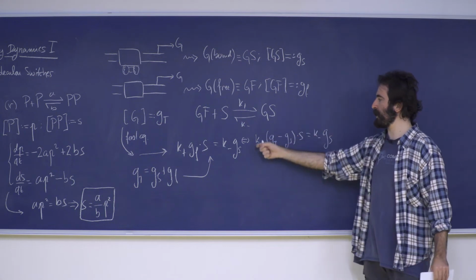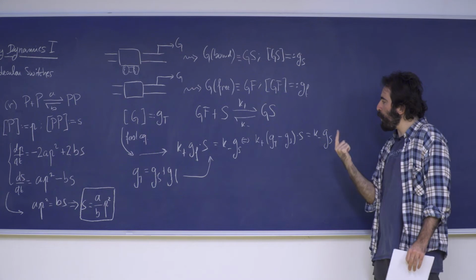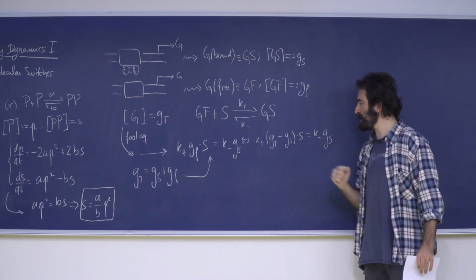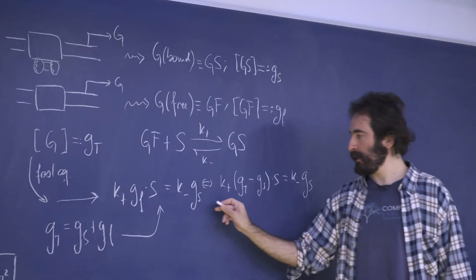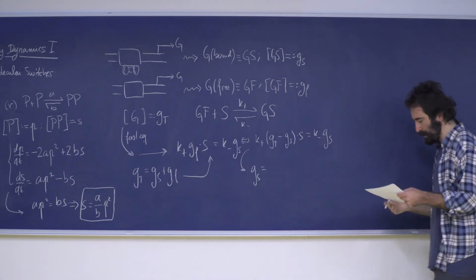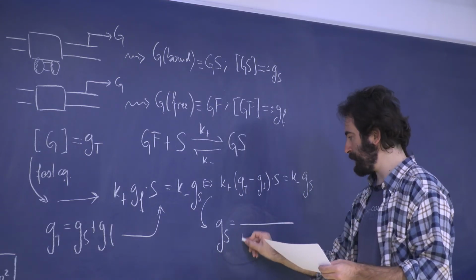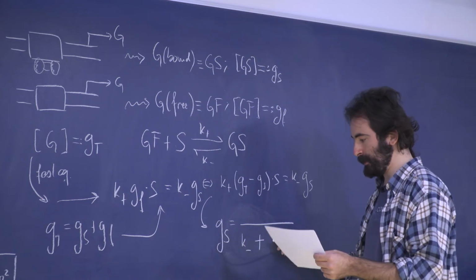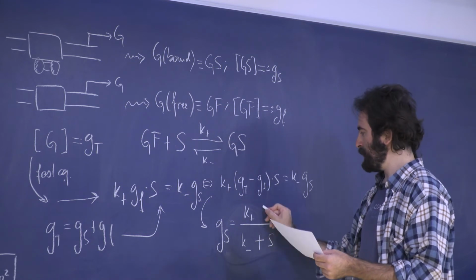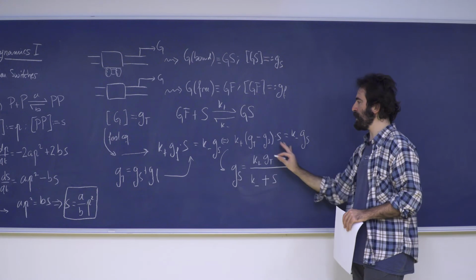And in this equation that comes out of this fast equilibration for this reaction, there's only one single variable that could interest us, which is G sub S. So we can just get it out from here by solving this equation, which gives us the following. There's going to be a denominator K minus plus K plus S, and in the numerator there's going to be K plus G sub T, which is again a constant, times S. So now we have this expression here.